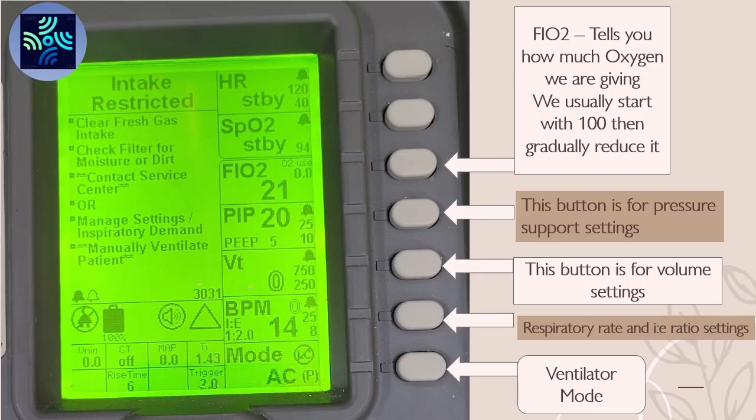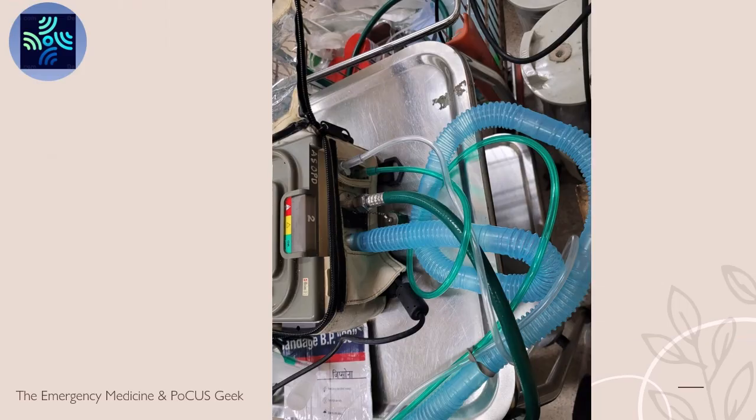Let's now take a look at the buttons and their settings. FiO2 tells you how much oxygen we are giving the patient. In critically ill patients, we usually start with 100 and then gradually step down. The next button is for pressure support settings. The next button is for volume settings. Next is the button for respiratory rate and IE ratio settings. The last button is for ventilator mode. Check whether the tubes are attached correctly at the back of the machine.